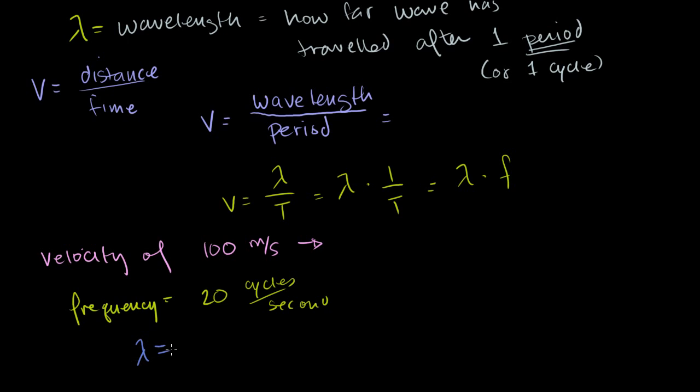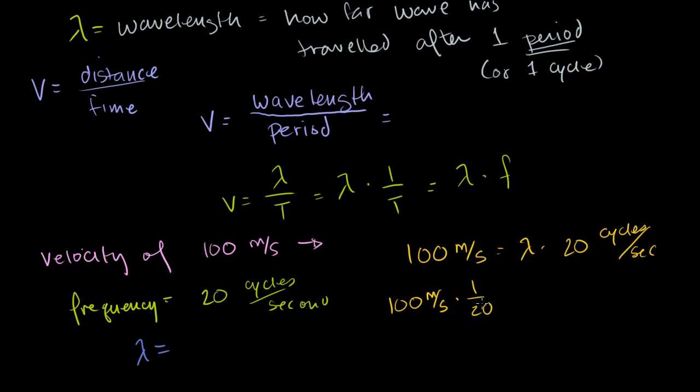So in this situation, you would say your velocity is equal to your wavelength times your frequency. Divide both sides by 20. And let me make sure I get the units right. So this is 100 meters per second is equal to lambda times 20 cycles per second. So if you divide both sides by 20 cycles per second, you get 100 meters per second times 1 over 20 seconds per cycle.